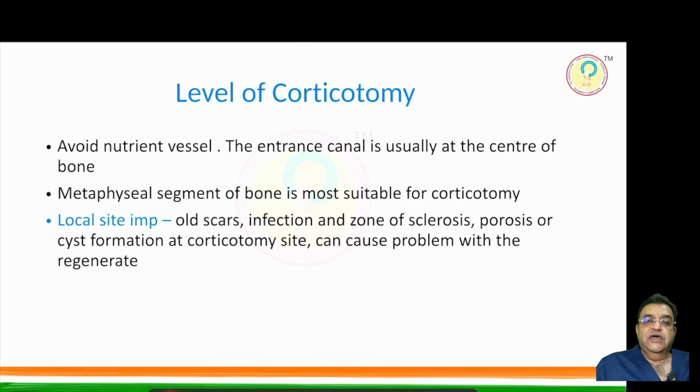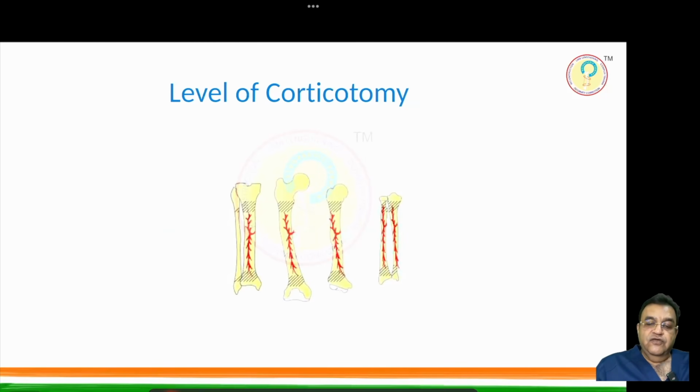Local site is important. Old scars, infection, zone of sclerosis, porosis or cyst formation should not be there at the corticotomy site, as they can cause problems with the regenerate. So if you can see the metaphyseal end of the diaphysis, this is the right place. If you see, it is basically at a corticocancellous junction. So this is one of the right sites for it. But in children, you can do it anywhere throughout the length of the bone, because they have a lot of good regenerating power.